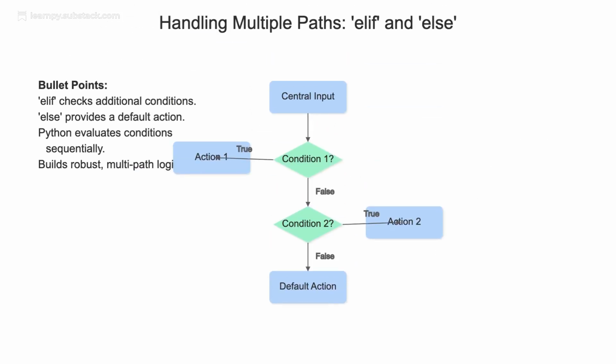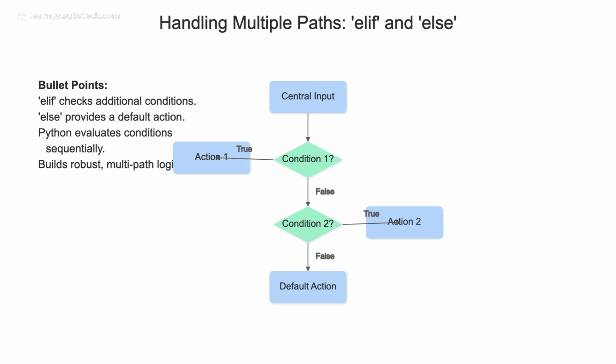What if our recipe had multiple possibilities? This is where elif and else come into play, allowing your program to handle a sequence of conditions. The elif statement, short for else if, lets you check additional conditions if the preceding if or elif conditions were false. Python evaluates these conditions one by one from top to bottom, executing the code block of the first true condition it encounters. If none of the if or elif conditions are true, the else block provides a default action. It's the catch-all. If nothing else matches, then this code runs.